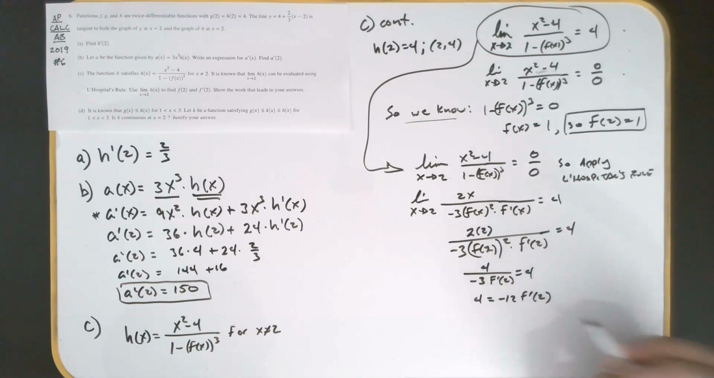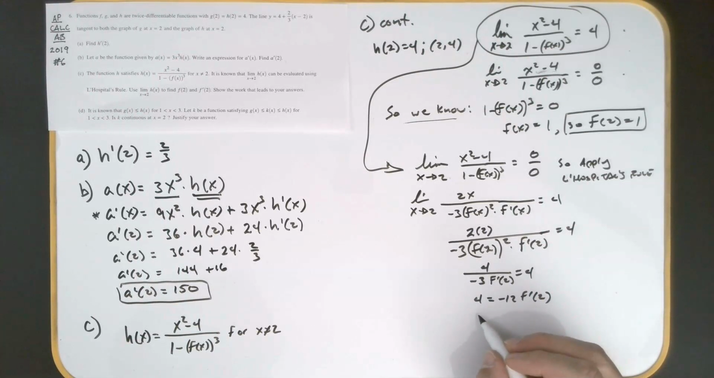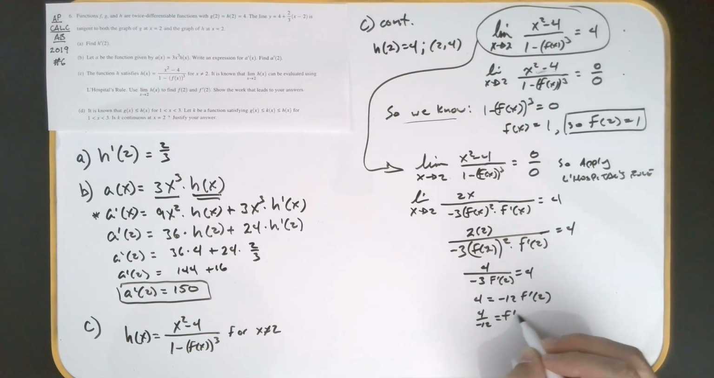I've noticed if I don't do this, I get some silly algebra questions. So I'm just multiplying both sides by the bottom. Now I'll divide both sides by 12. So I get 4 over negative 12 is equal to f prime of 2. And that reduces to negative 1/3 is equal to f prime of 2.